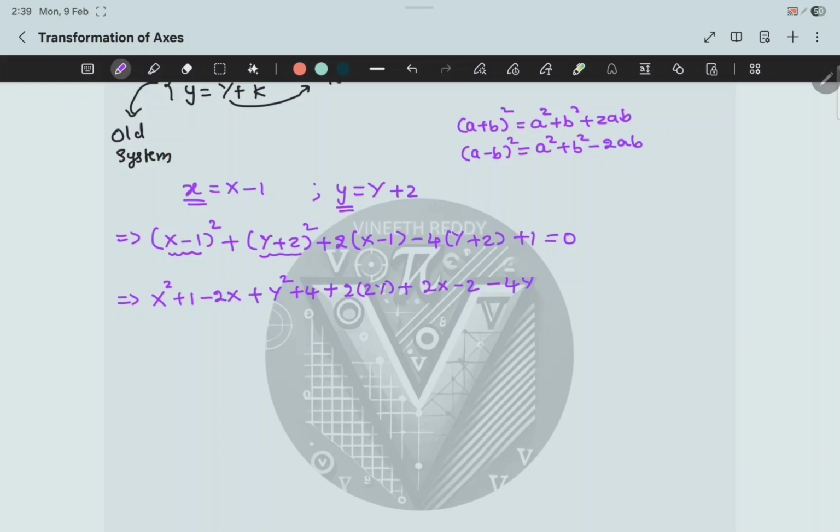So students, most of the times you are forgetting the minus sign. Please take care of it. Minus 4 into plus 2 is minus 8 plus 1 equals to 0.